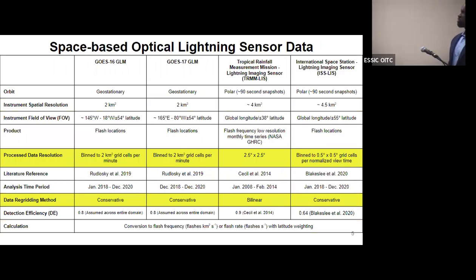So we use four, I should say, space-based lightning data sets. We use the GLMs on both the GOES-16 and 17 satellites. It has a 2-kilometer resolution. And we bring in polar orbiting data from the LISs on both the previous TRMM satellite and also the ISS LIS.